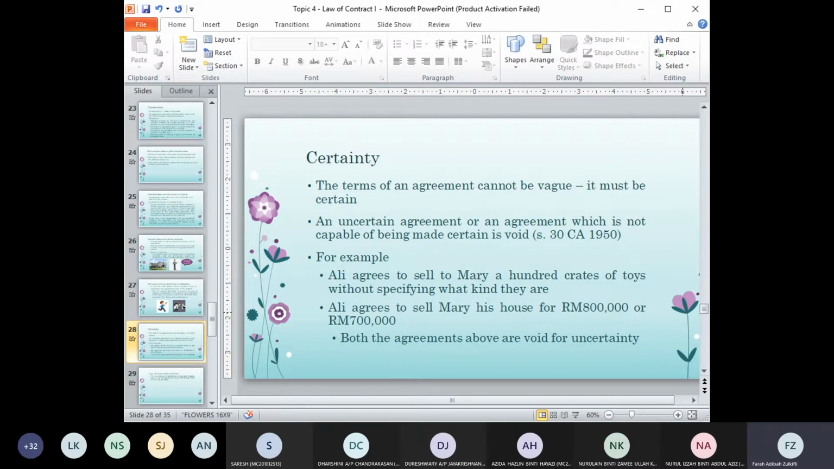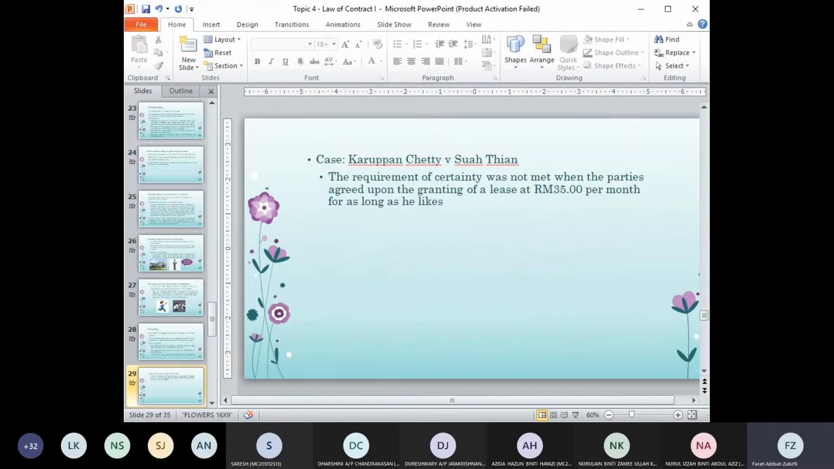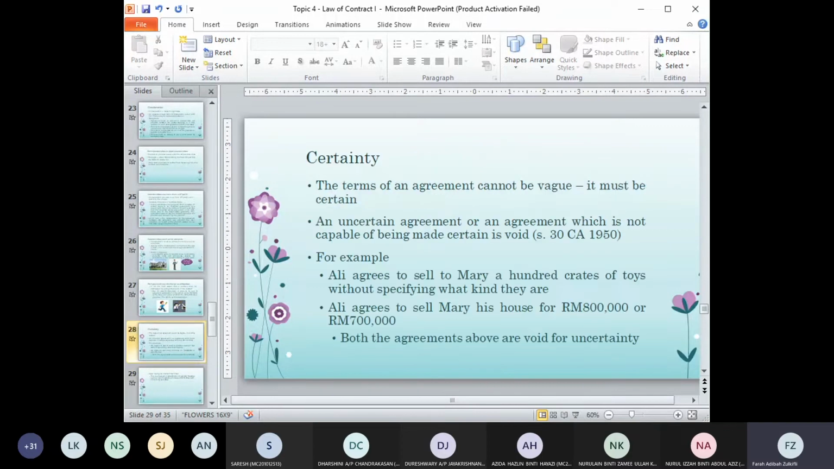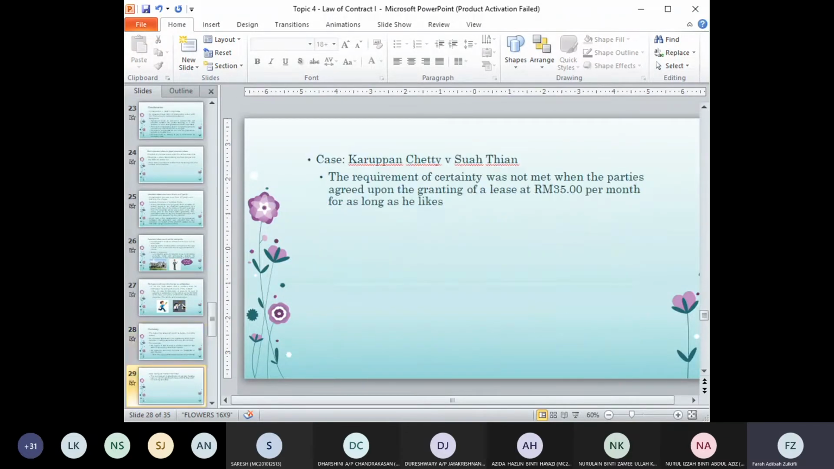Okay. So now, for example, in the case of Karuppan Chetty v Suppiah, the requirement of certainty was not met when the parties agreed upon the granting of a lease at 35 ringgit per month for as long as he likes. As long as he likes is not a certain term. So you have to put a term on it. Okay, so that is the fifth element of certainty.